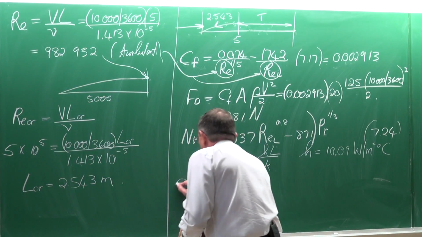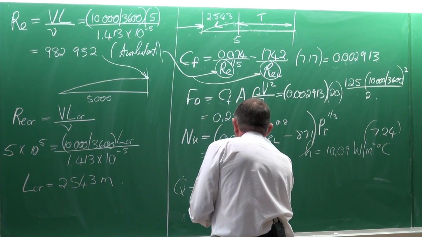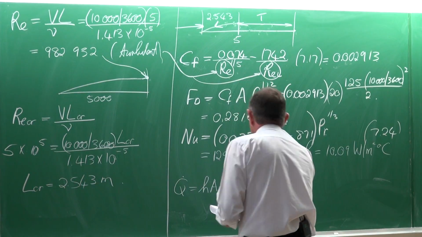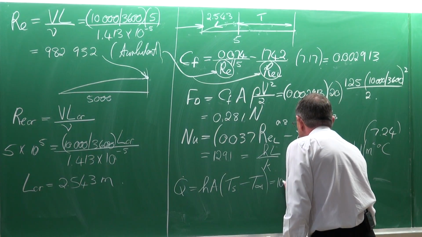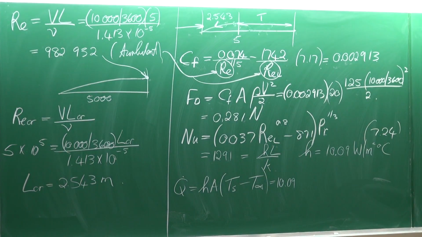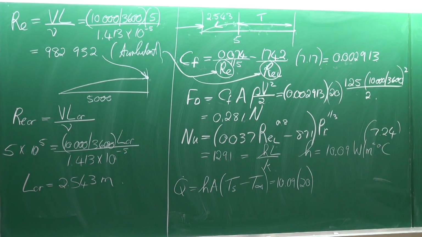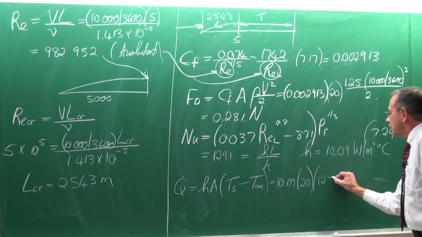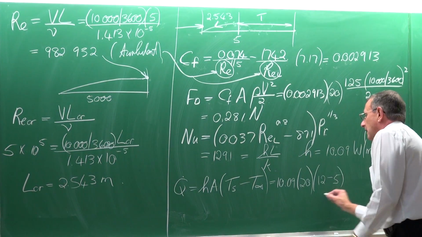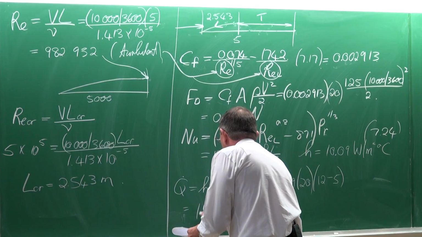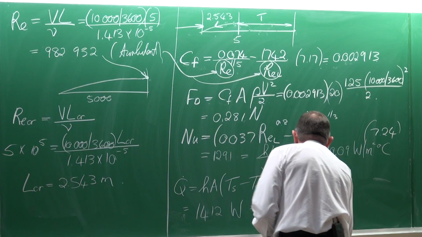The heat transfer rate is now equal to the heat transfer coefficient multiplied by the area, Ts minus T infinity. The heat transfer coefficient is equal to 10.09. The surface area of the wall is 20 square meters. The surface temperature is 12, and that of the air is 5, and the result is a heat transfer rate of 1,412 watts, which is equal to 1.4 kilowatts.